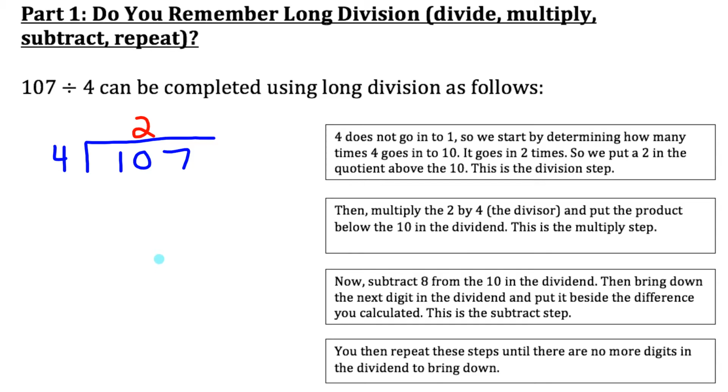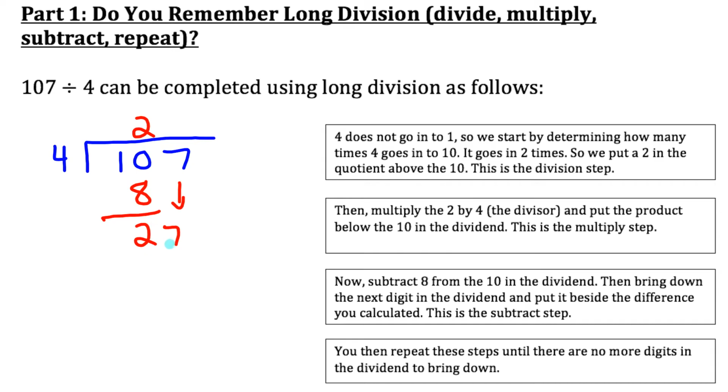Now we do the next step, the multiply step. We multiply the 2 that's in our quotient times the divisor 4 and write it beneath the 10. Then we subtract that 8, 2 times 4 is 8, from the 10, and we get 2. So those are the 3 steps. We divided, then we multiplied, then we subtracted, and now we just repeat that whole process after we bring down the next term in the dividend. So now we have 27.